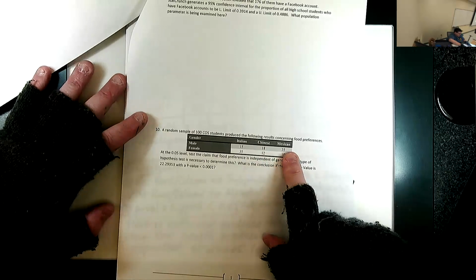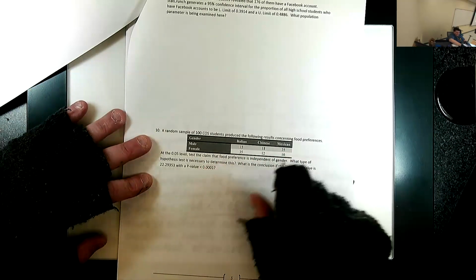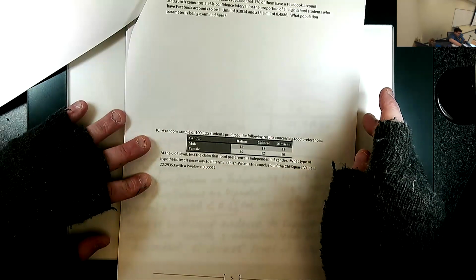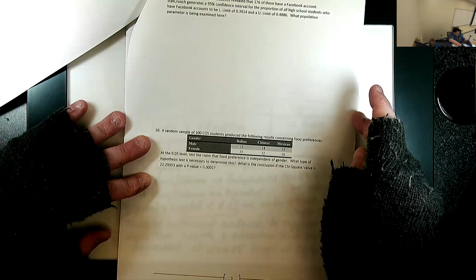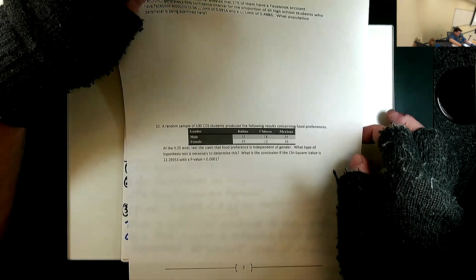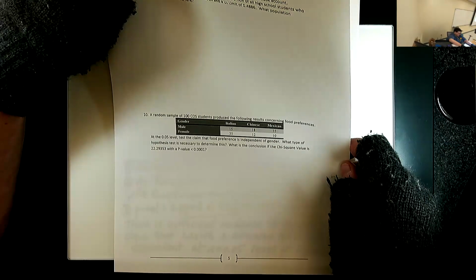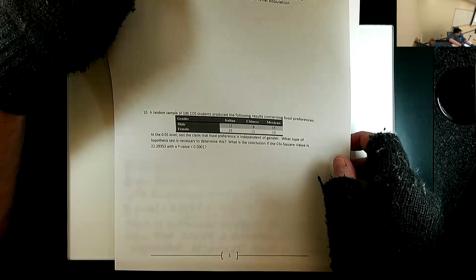Italian, Chinese, and Mexican food. Male versus female. Question number 10. I can look at this, and just looking at the numbers, I'm going to say that gender affects food choice, because looking at it, guys prefer Mexican and females prefer Italian.